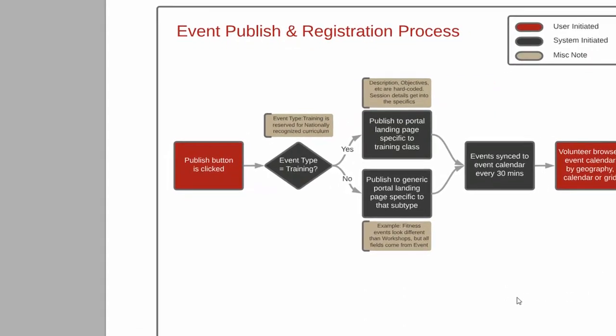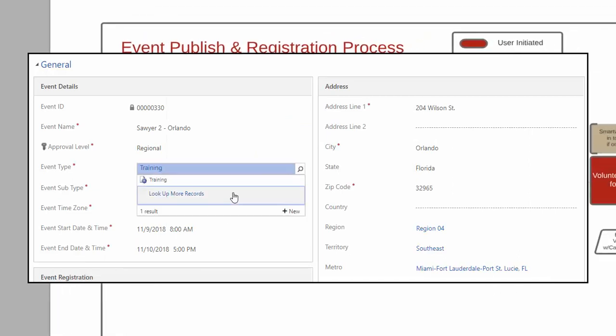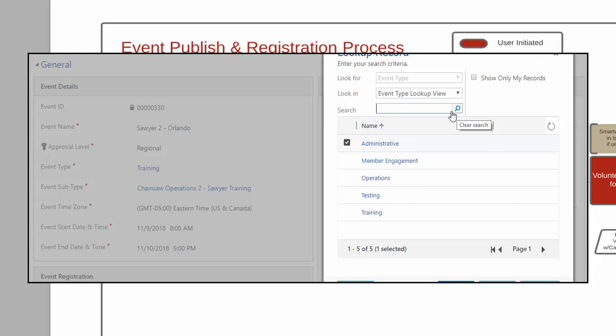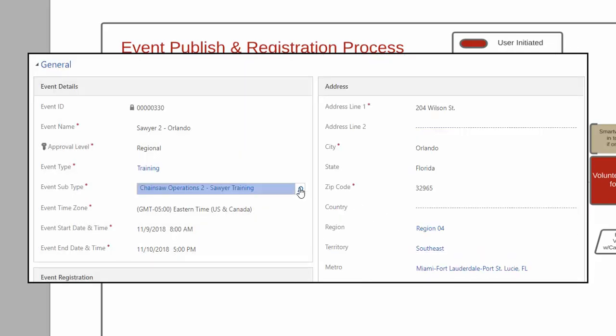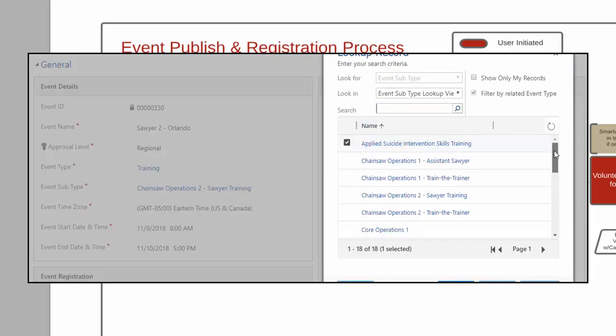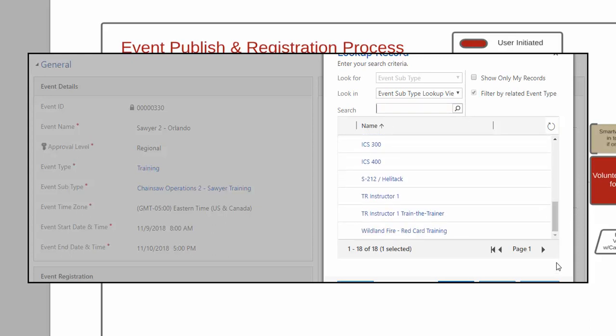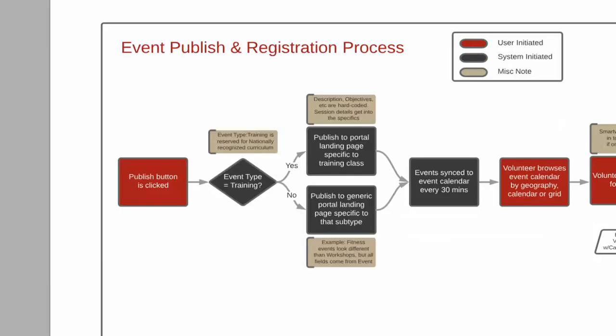Once they do hit approve or hit publish, then the system's going to look to see whether the event type of the event is set to training or not. If it is set to training, then there are specific hard-coded landing pages that are specific to those nationally recognized training classes that we have. For example, all the Train the Trainers, Sawyer 1, heavy equipment training. Each one of those will have its own specific landing page that will have all the objectives, descriptions, and everything hard-coded so that it's easier for Team Rubicon to control the text and keep it standardized.